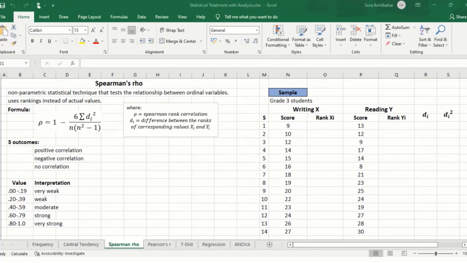But at least there is still a correlation, a positive correlation pa rin siya. May relationship pa rin ba, pero konti lang. Pag 0.20 to 0.39, that is weak. 0.40 to 0.59, moderate. 0.60 to 0.79, strong. And then 0.80 to 1.0, very strong.